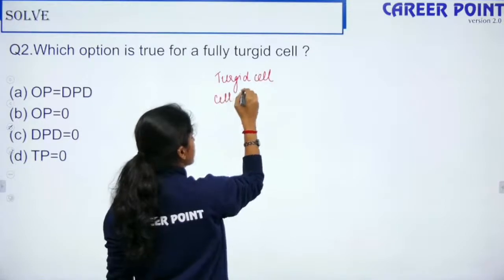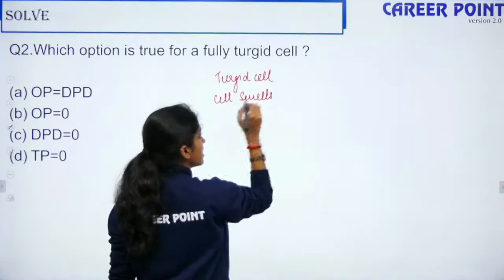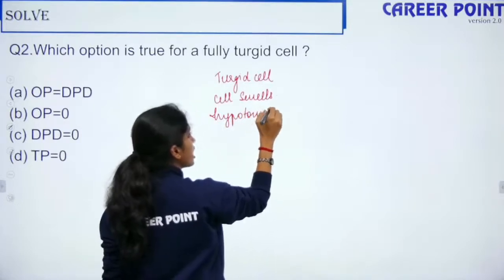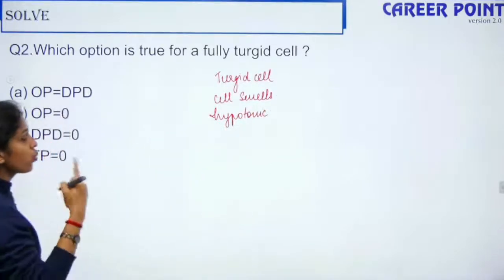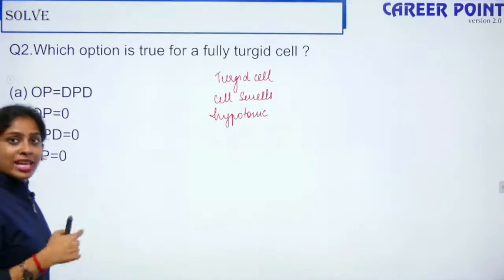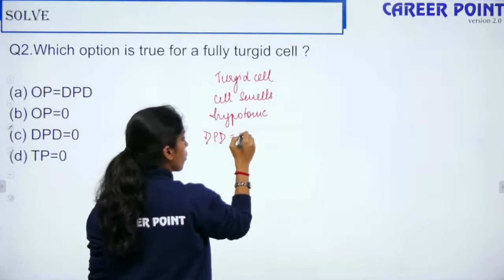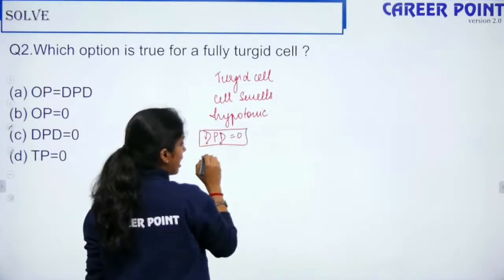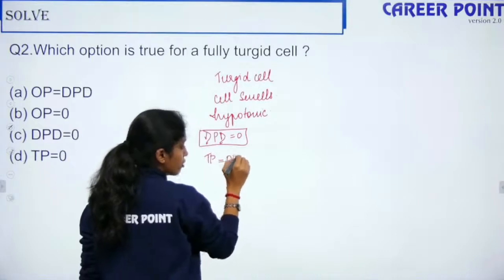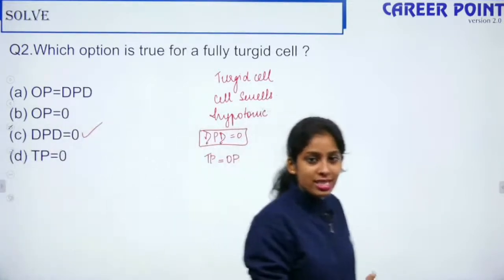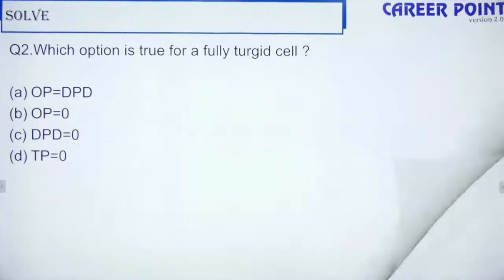When the cell swells, it means it was placed in a hypotonic condition, which has more water, so water moves inside the cell. In a turgid cell, the DPD is 0. Why? Because in the turgid cell, the turgor pressure is equal to the osmotic pressure. So the DPD value is 0. So here option C is the right answer. Are you able to understand how option C is the right answer here? Fine. So let's move forward.